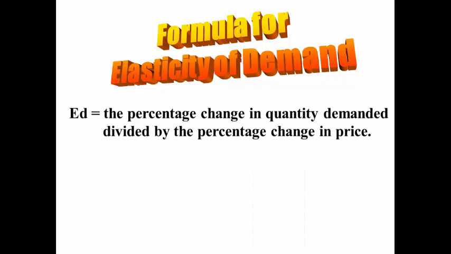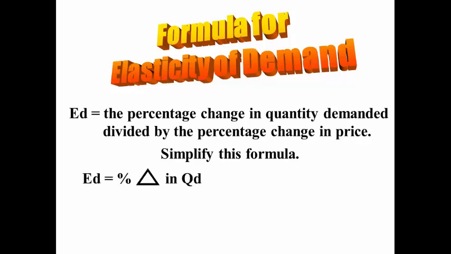Elasticity of demand coefficient. The formula for elasticity of demand is the percentage change in quantity demanded divided by the percentage change in price. To simplify this formula, let's put it in mathematical terms. The elasticity of demand is equal to the percentage change in quantity demanded divided by the percentage change in price.